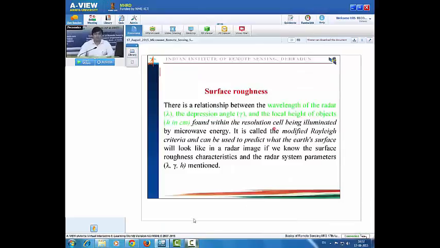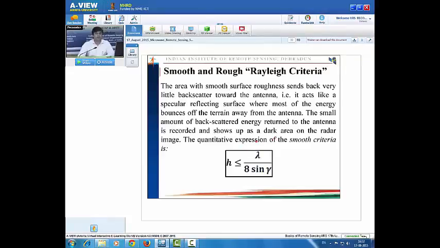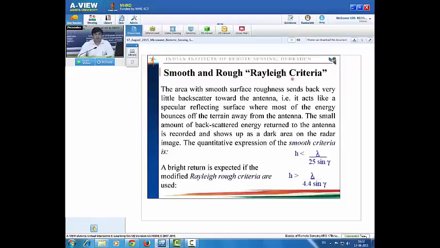Now surface roughness, as we have seen in the basics of remote sensing, is a function of depression angle, wavelength lambda, and the local height of the object. The first relation was given by Rayleigh, so this is known as the Rayleigh criteria. According to that relation, if the height of the object is less than or equal to lambda divided by 8 sine gamma, where gamma is the depression angle, then this will be known as a smooth surface.